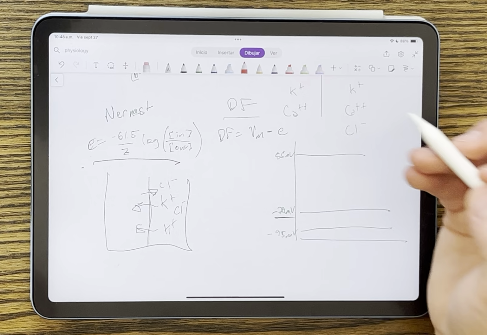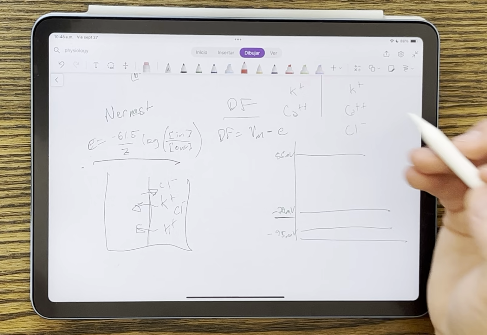If for some reason the membrane becomes more permeable to any of these ions, it will change what happens, right? If it becomes more permeable to potassium, that's basically saying we increase the amount of potassium leak channels, more potassium is going to leave, right? If more potassium leaves, it's going to become more negative. If it becomes less permeable to potassium, like if a drug blocks some of the potassium leak channels, that is going to increase the resting membrane potential.